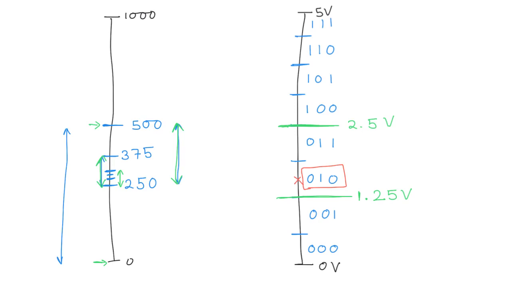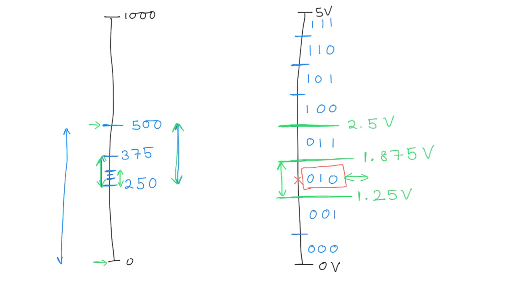So next, what we do is we compare it with 1.875 volts. And we find out that the value is smaller than that. And therefore, we know that the analog value must lie in this interval. And therefore, the digital output corresponding to it has to be 0, 1, 0.